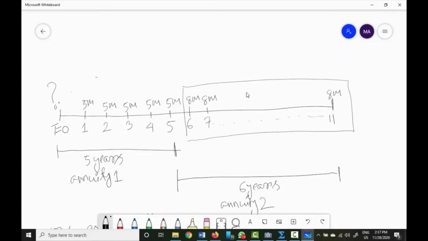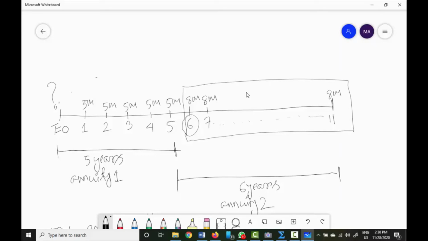This is annuity 2. We need to bring this cash flow to period 0, but we cannot go directly to period 0. Remember, this is the first cash flow of annuity 2, received at period 6.